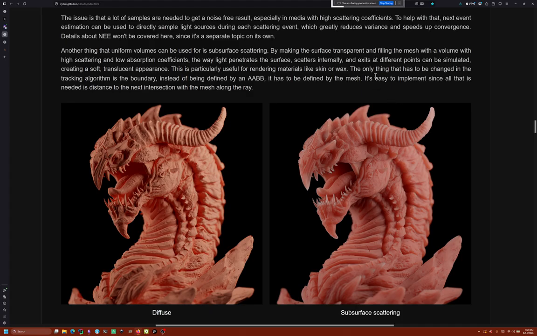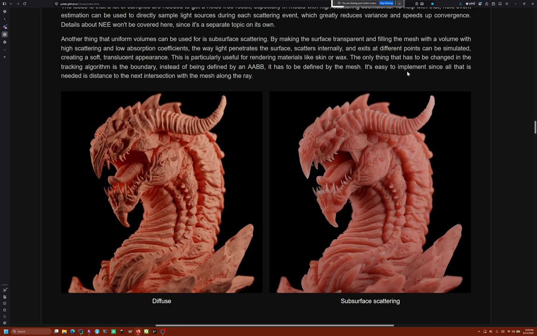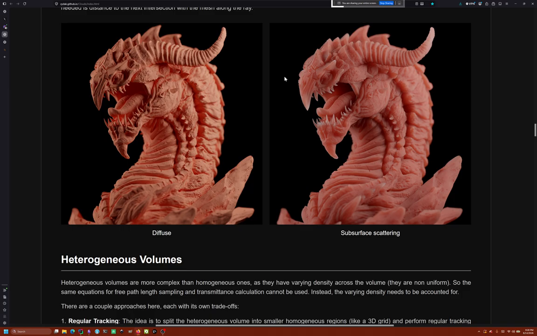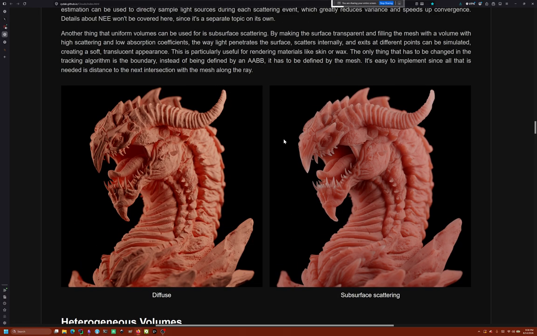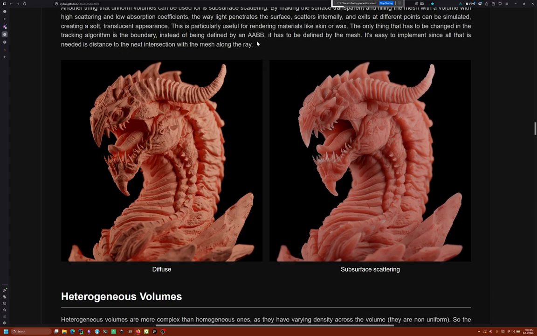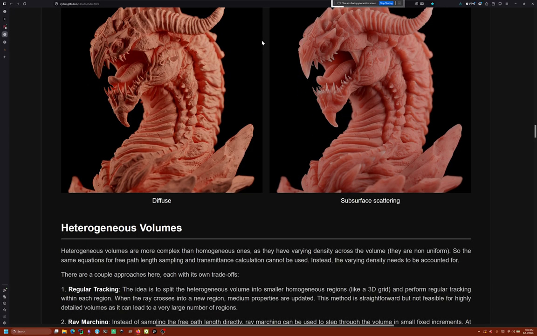The only thing that has to be changed in the tracking algorithm is the boundary. Instead of being defined by the axis-aligned bounding box, now it's using a mesh. So it's relatively easy to implement, since all you need is the distance to the next intersection with the mesh. And then for the scattering, you just evaluate with the tracking, see if it's before the mesh intersection.